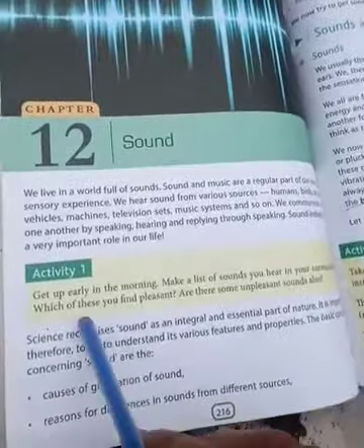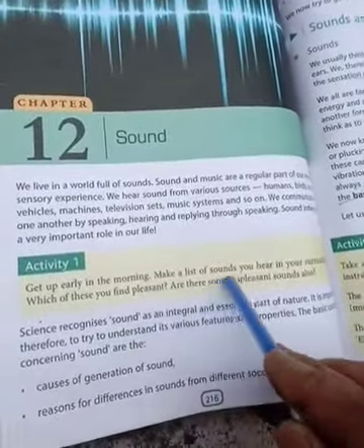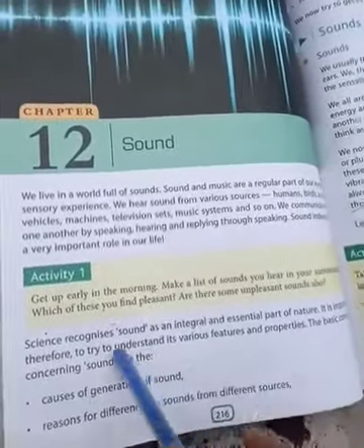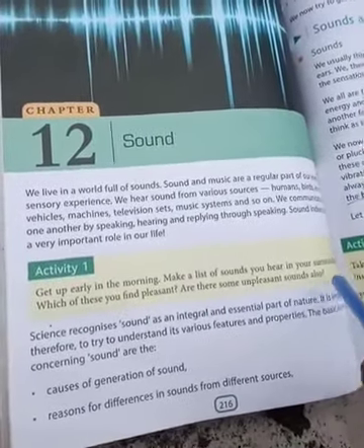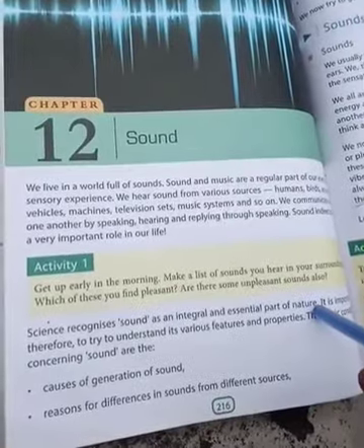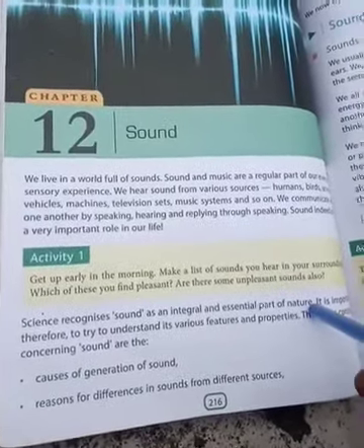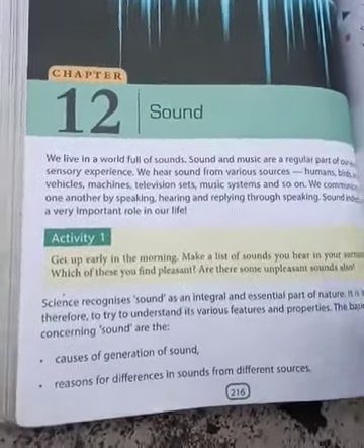So, activity 1: get up early in the morning, make a list of sounds you hear in your surroundings. Which of these do you find pleasant? Are there some unpleasant sounds too? Certainly, there are many unpleasant sounds. Certainly, you will not like the sound of a frog. Certainly, you will not like the sound of a crow, etc.